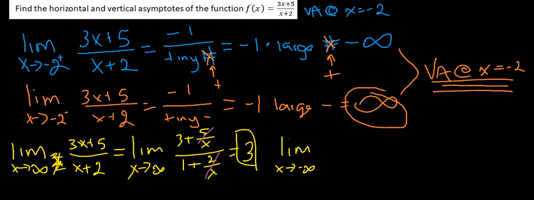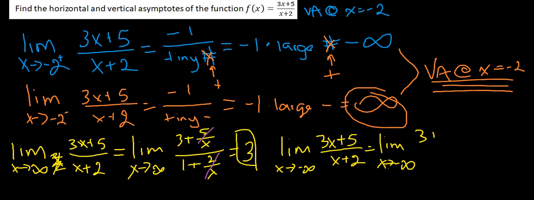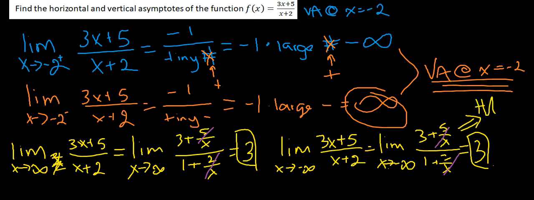There might be a different asymptote as we go to negative infinity, so let's just check. The limit as x approaches negative infinity of 3x plus 5 over x plus 2. Again, we're going to divide by the largest power, as we normally do when we find limits as x goes to infinity. We get 3 plus 5 over x over 1 plus 2 over x. Again, these go to 0, and we get the same thing, 3. So we can conclude that there is a horizontal asymptote at y equals 3.